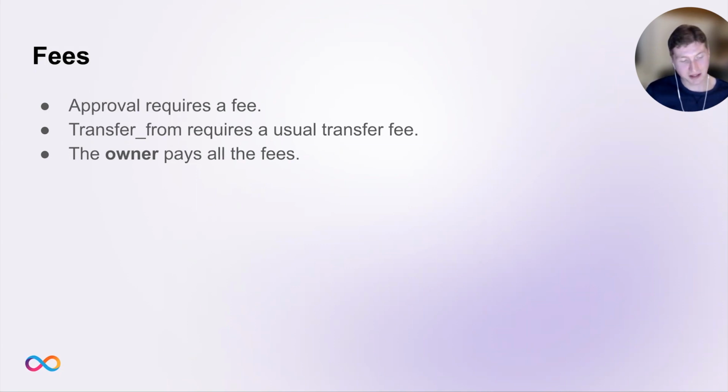If somebody decides to implement a ledger with a fee of 0, that's also fine. But if it's not 0, then the owner pays all the fees. For approve, we just withdraw the fee from the owner for the approval to keep this record about who can do what. And when the spender executes transfer_from on the owner's account, it's the owner who pays the fee as well.